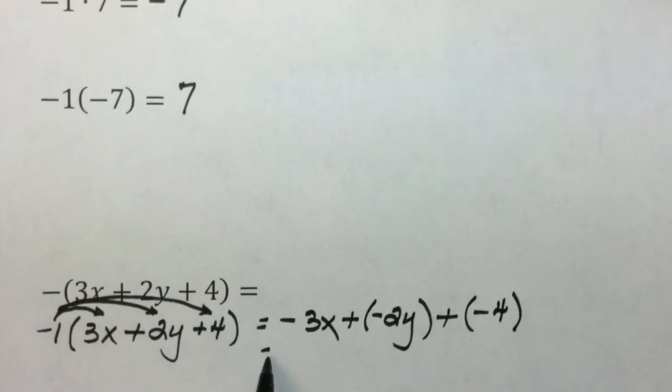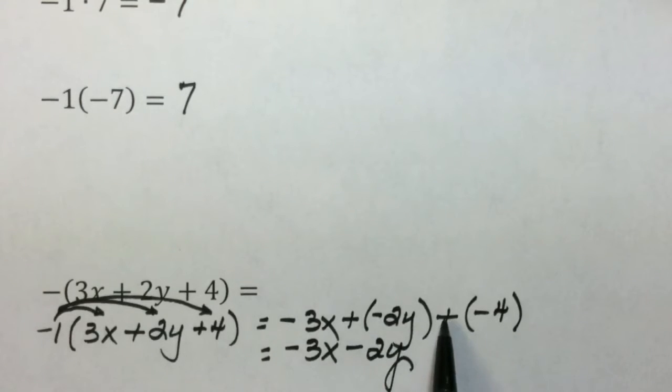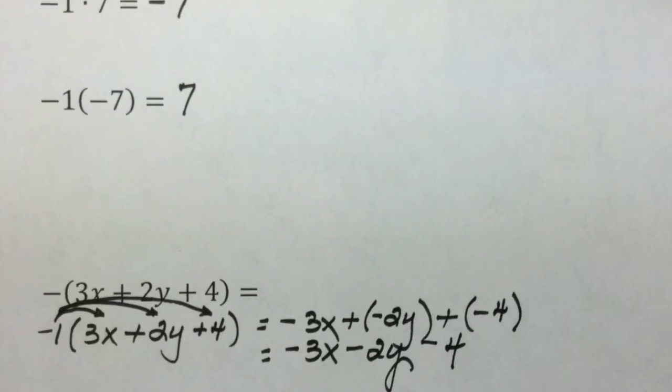Using our rule of subtraction, an equivalent expression could have been, instead of plus a -2y, we could have used -2y, and in place of plus a -4, we could have had -4, each of these being equivalent. The point is, if you look at where we were, we have positives on each of the three terms within the parenthesis. Multiplying by -1 is going to give us the opposite of each one of those values.